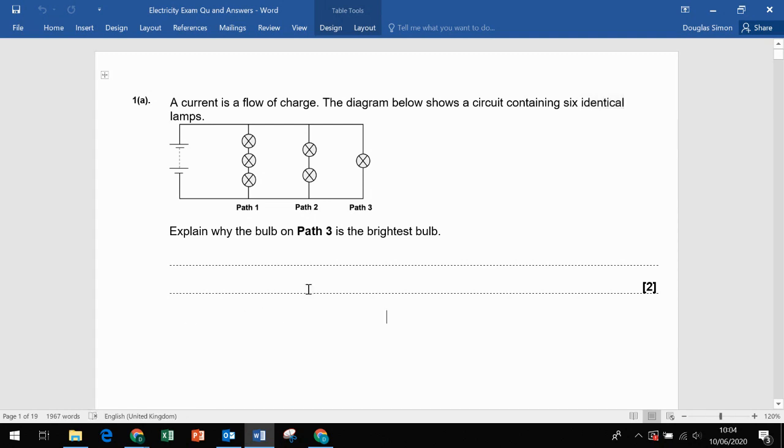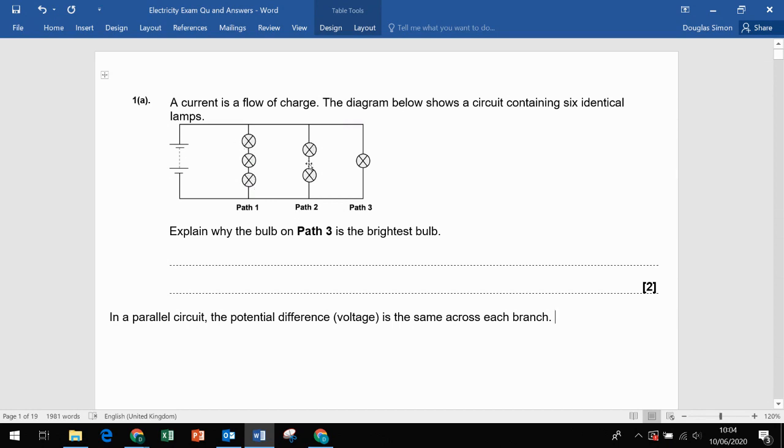So what do we have? We have a circuit which is in parallel. There are 3 branches, path 1, path 2, path 3. And we know that in a parallel circuit, the potential difference, or the voltage, is the same across each branch. All right. However, what do we know about these 3 branches?